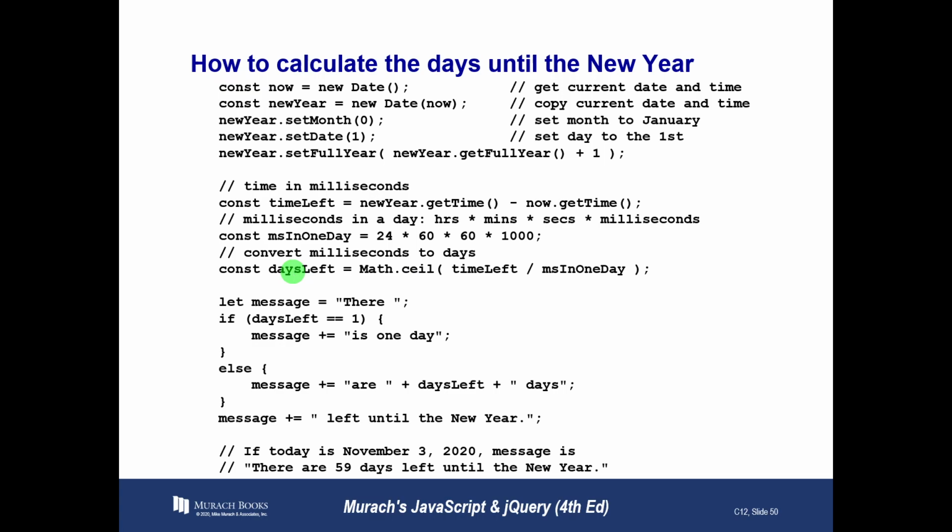Then we're going to create a message. Oops. The message is there, and if days left is equal to 1, we're going to say is 1 day. But if days left is any more than 1 day, we're going to say are how many days are left until the new year. So we're concatenating some things together to create a message. So if today were November 3rd, 2020, it would say there are 59 days left until the new year. And we're going to see some examples of this in a countdown app we're going to look at in a little bit.